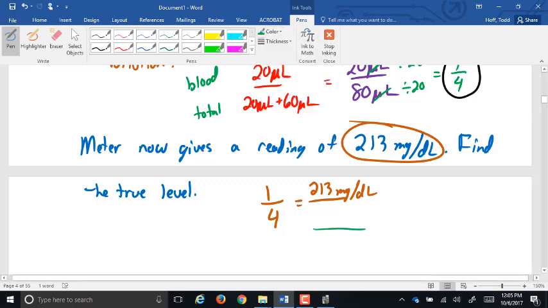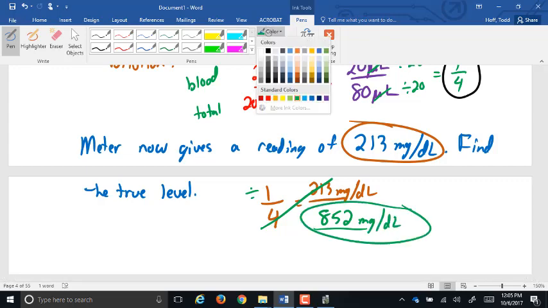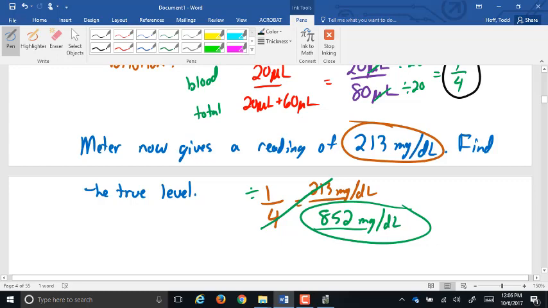So to find our true reading, we're going to cross multiply and divide. 4 times 213 is 852. Divided by 1 is still 852. That's milligrams per deciliter. So the true level there is 852 milligrams per deciliter. We're going to do a few examples of these, don't worry.